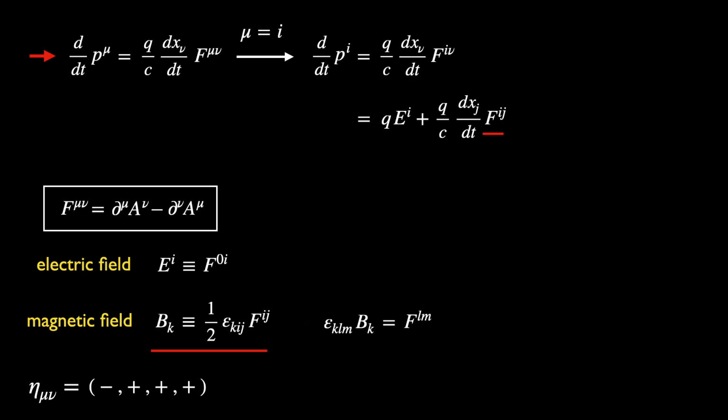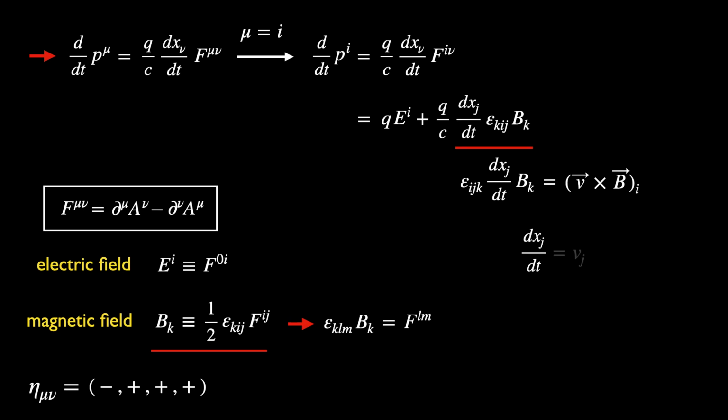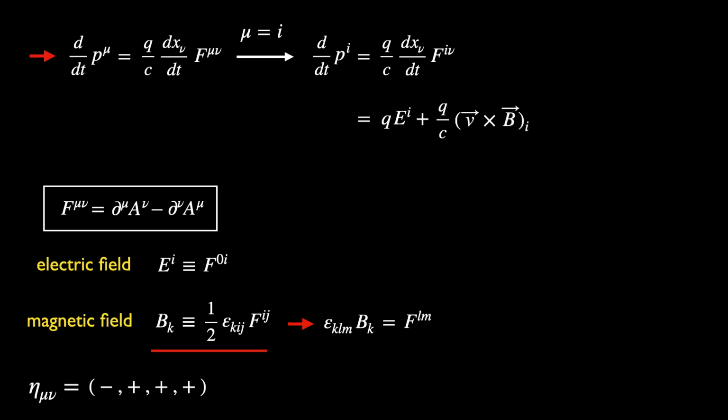Substitute this back into our equation, and doing some rearranging. This is just the cross product of velocity with the magnetic field. We have recovered the familiar form of the Lorentz force from the undergraduate E&M course.